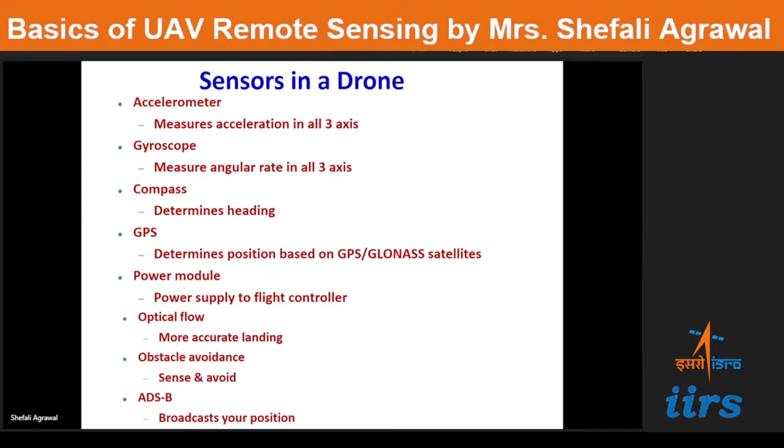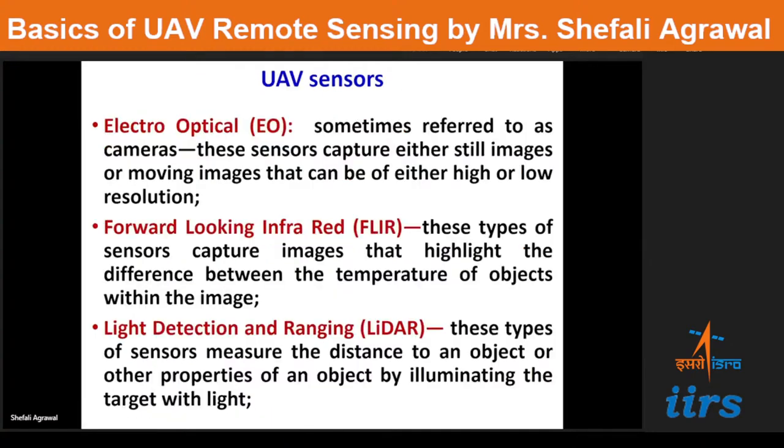Then ADS-B is there to broadcast the position where the drone is currently placed, right? Then drones nowadays are also equipped with all kinds of sensors. You can develop your own sensors. Your cameras are already there, but beyond these cameras, you can develop sensors to measure humidity and pollution. So these modules can be developed and deployed onto the drones to measure these parameters.